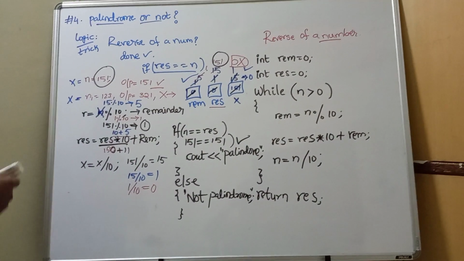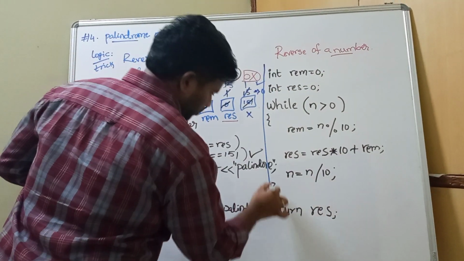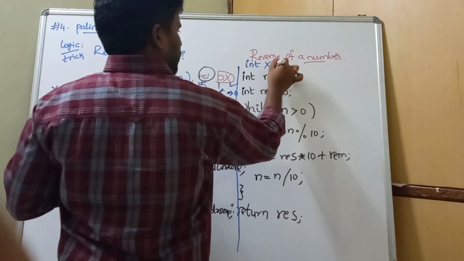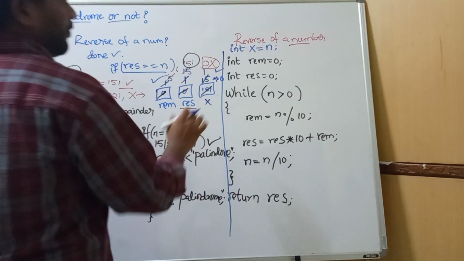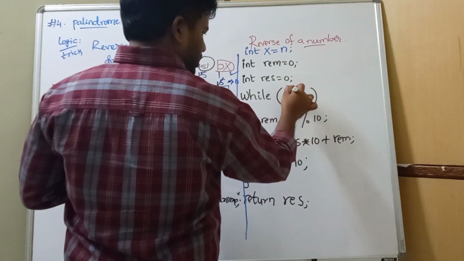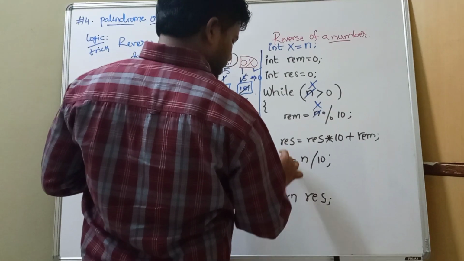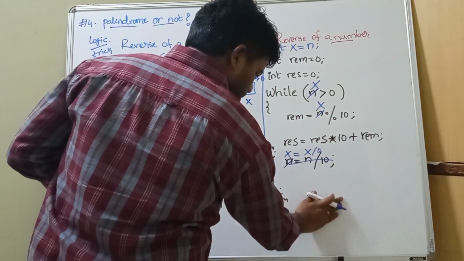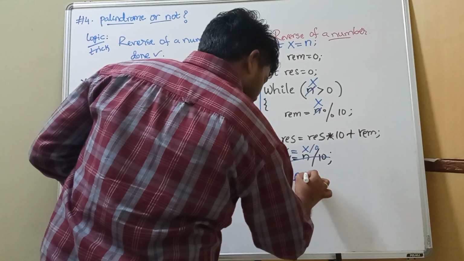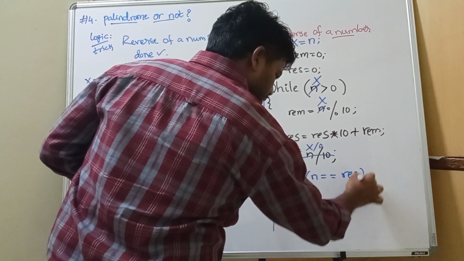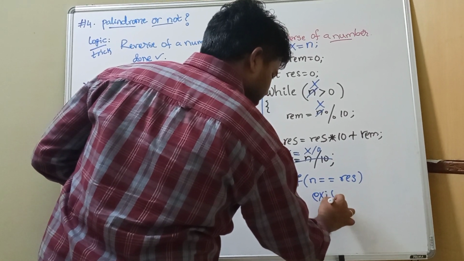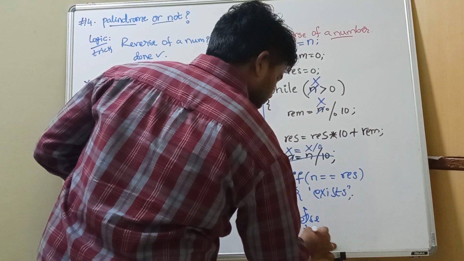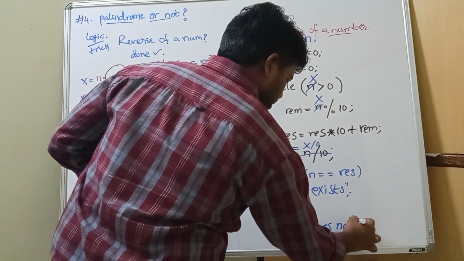So here in this example, in this loop, we have only one simple modification. What is that? Assign the n value to some variable x, that we need to make as x. And here also x equals x by 10, we remove this. Once this is done, then if n equal to equal to result, then print palindrome exists, else does not exist.